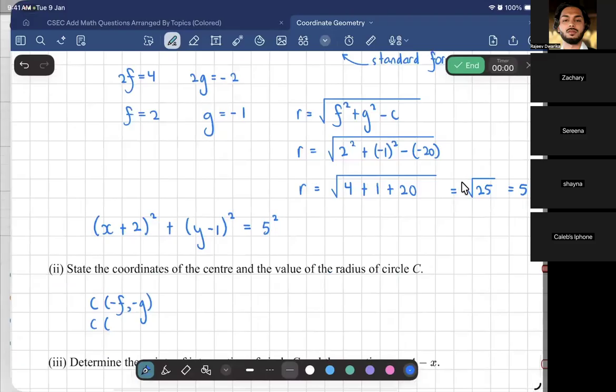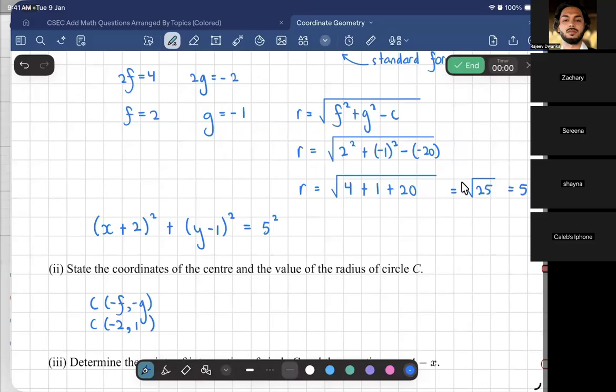What did we find F to be? 2. So where's minus F then? Minus 2. All right, what is G? Comma 1. Right. G was minus 1, so negative G will be 1.